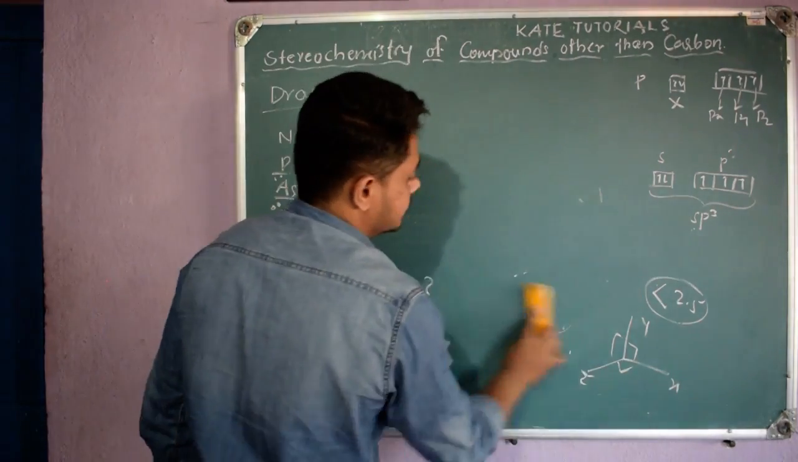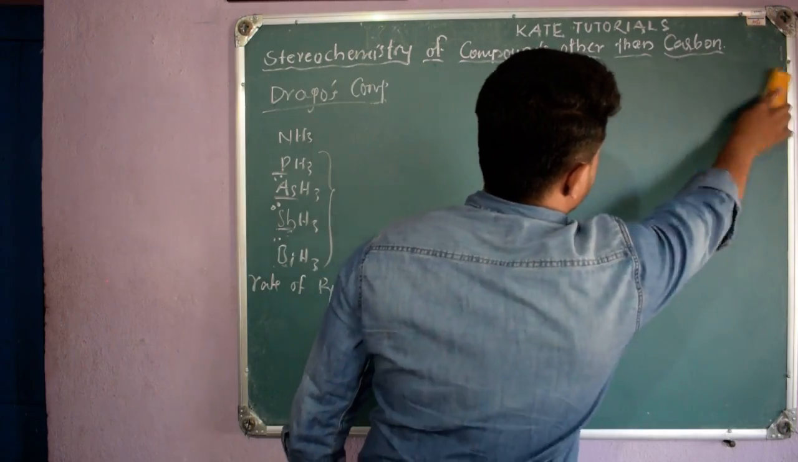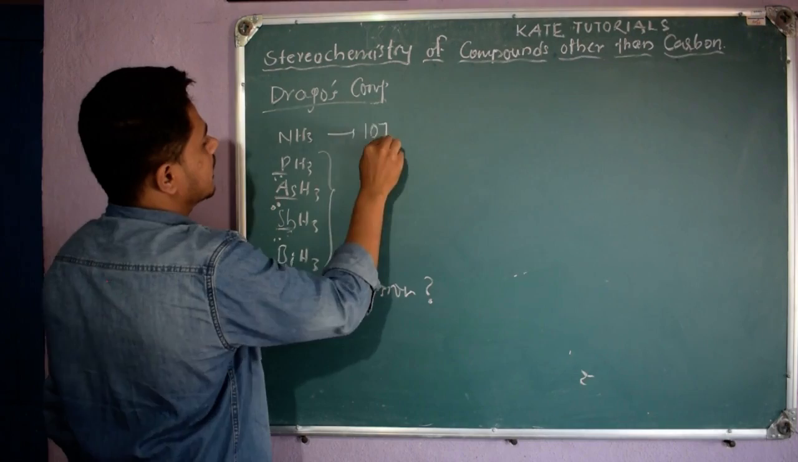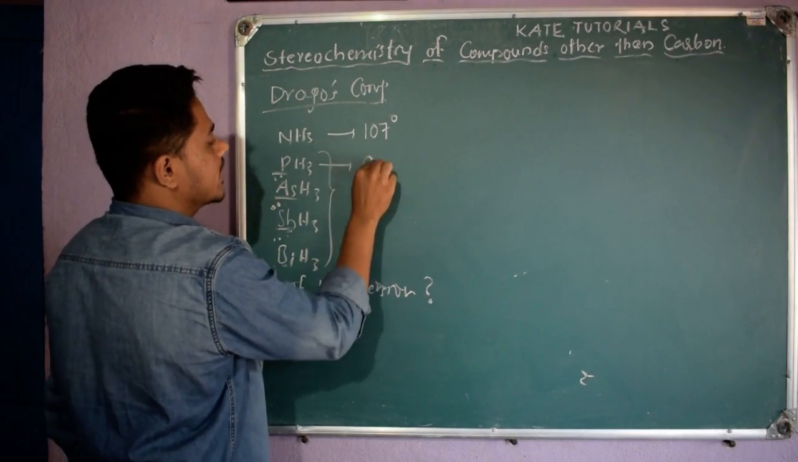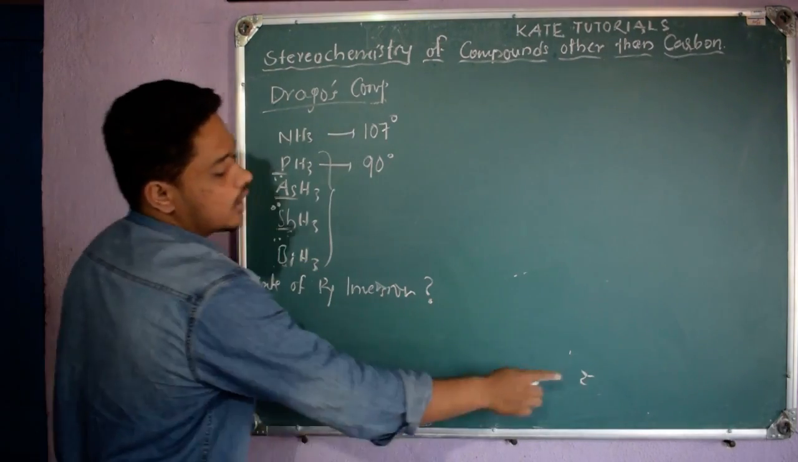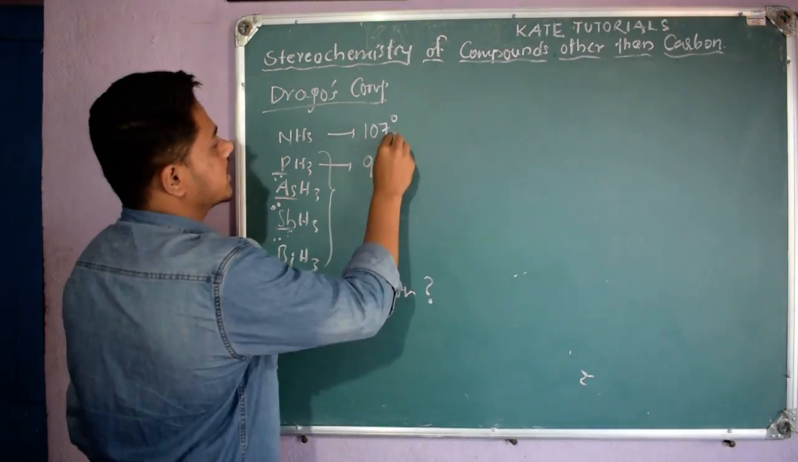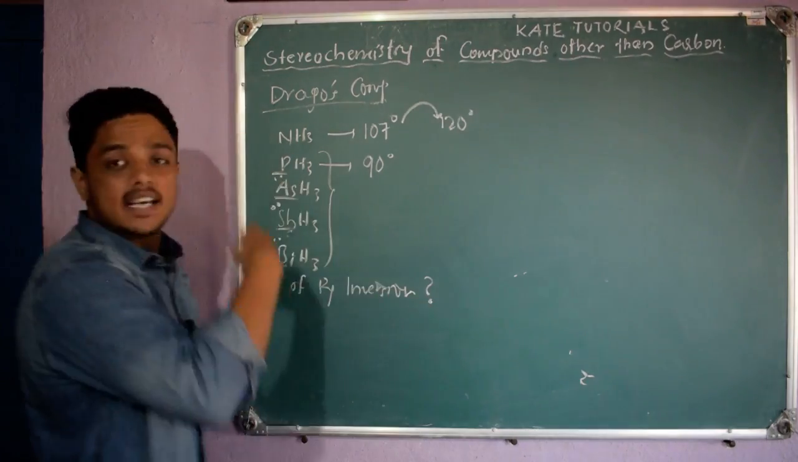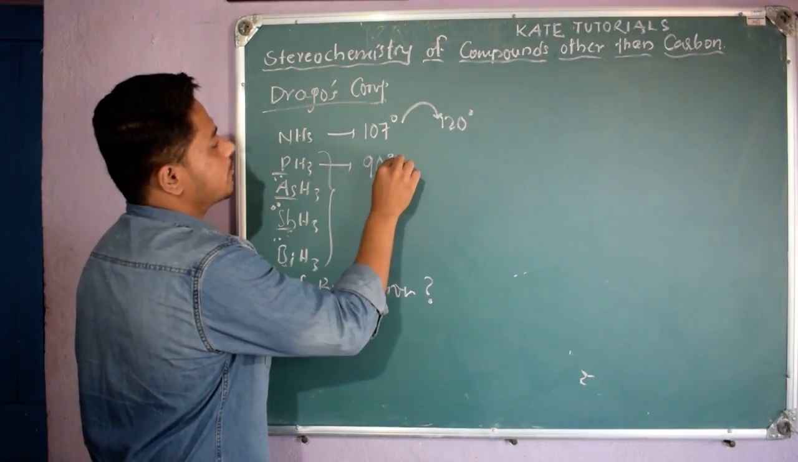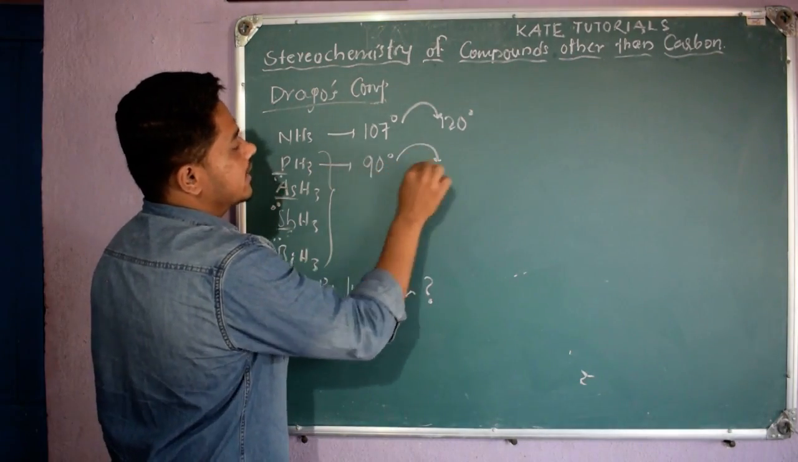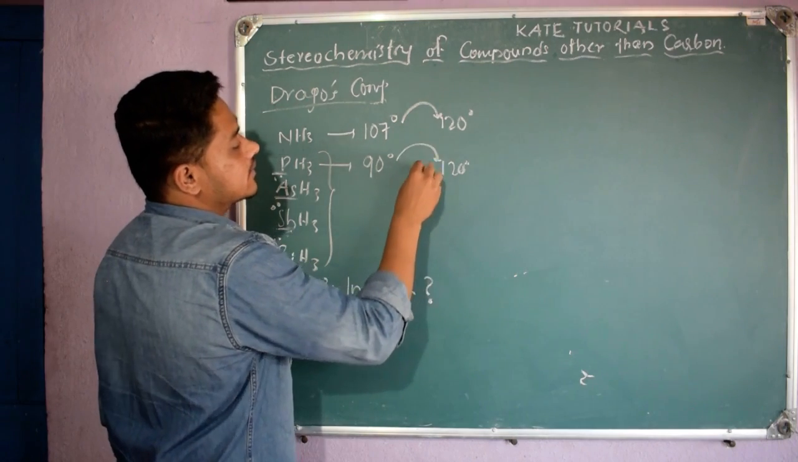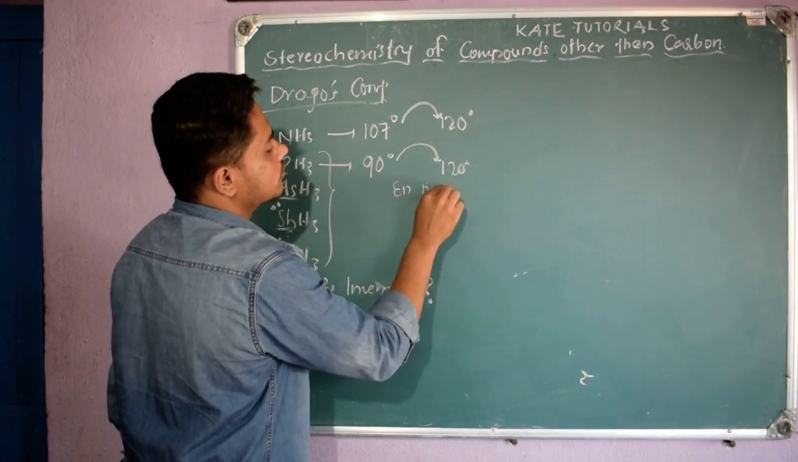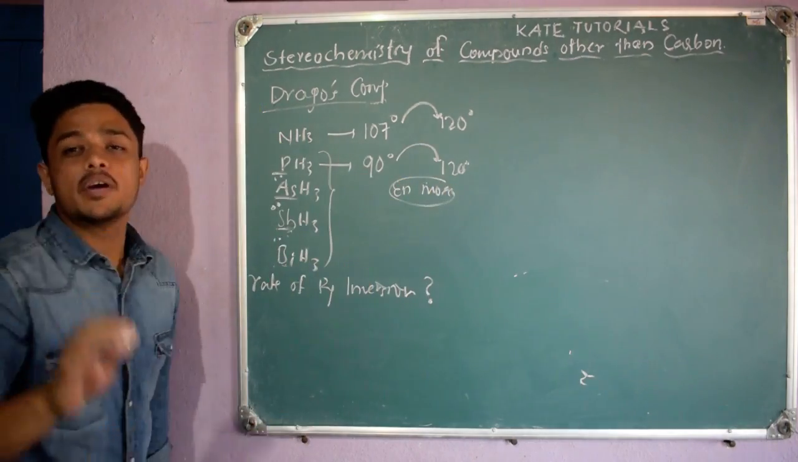So what happens is that, see, for this the bond angle is how much? 107 degree. For this it is around 90 degree. Right. So in one of the transition states, the bond angle is 120 degree. So from 107 degree to 120 degree, it can be easily converted. Whereas for PH3, from 90 degree to 120 degree, the energy required is more. So this inversion will be slow.